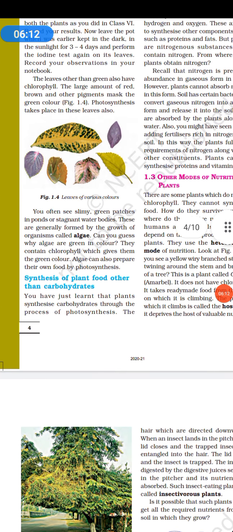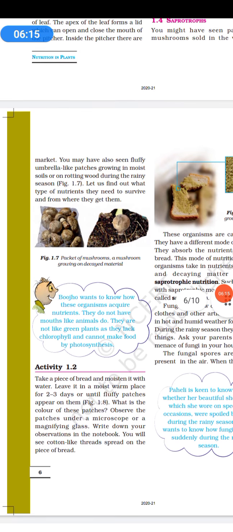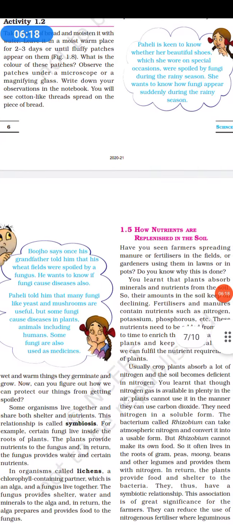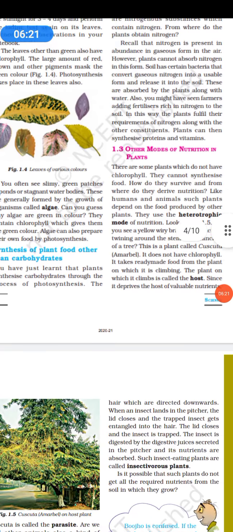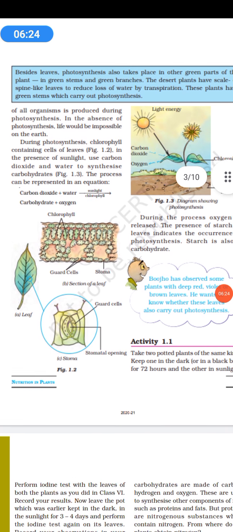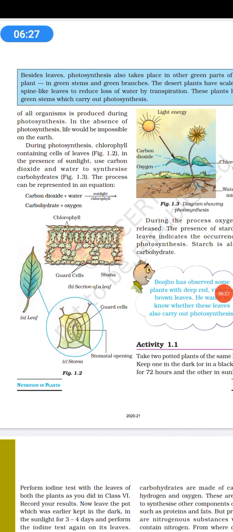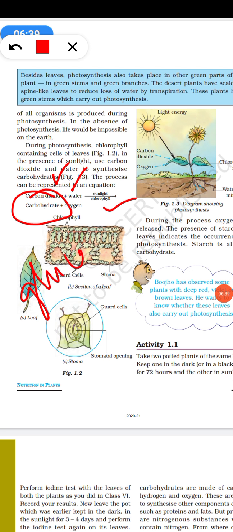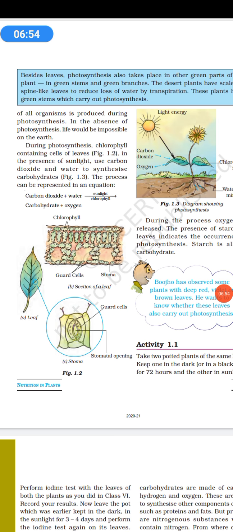Okay. So next we have to discuss what is photosynthesis. What is photosynthesis? Photosynthesis is the process by which green plants make their food in presence of chlorophyll, by using carbon dioxide and water to form carbohydrate, which is glucose, and oxygen in presence of sunlight. So that is photosynthesis. Very important definition, the diagram as well as the equation. Okay. So that is photosynthesis.